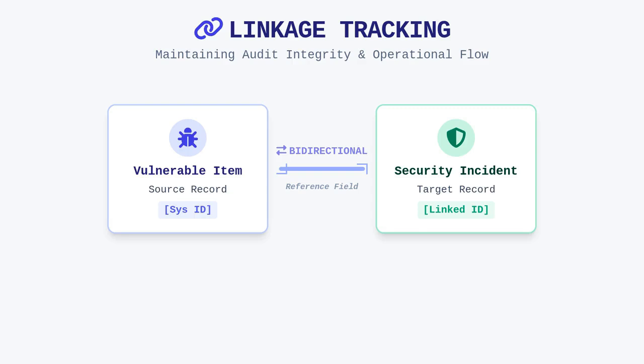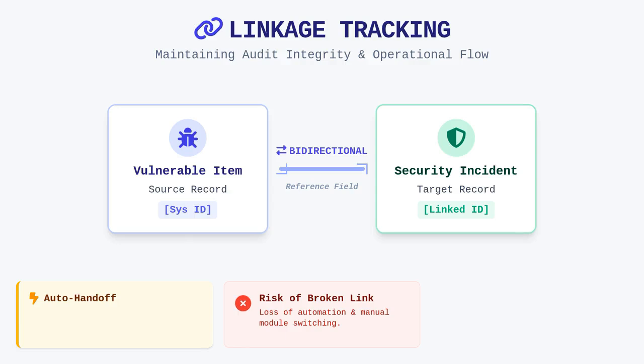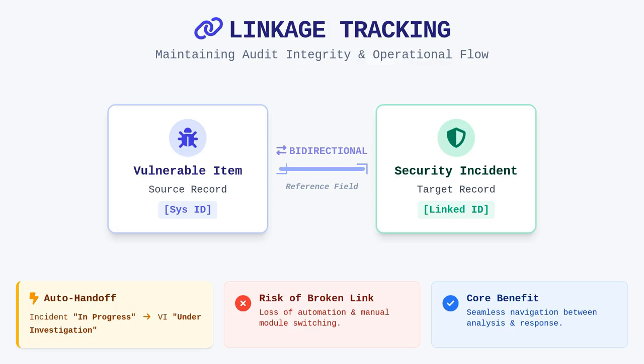This allows your analyst to navigate back to the original vulnerability analysis while keeping the vulnerability manager updated on the status of the investigation. If this link is broken, you lose the ability to perform automated status updates, forcing your teams to switch back and forth between modules manually. A well-constructed handoff procedure should update the vulnerable item status to a state like under investigation the moment the security incident moves to an in-progress status.